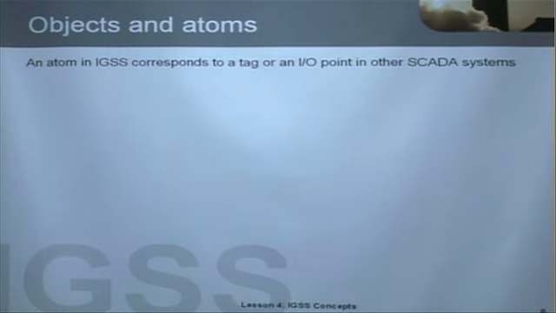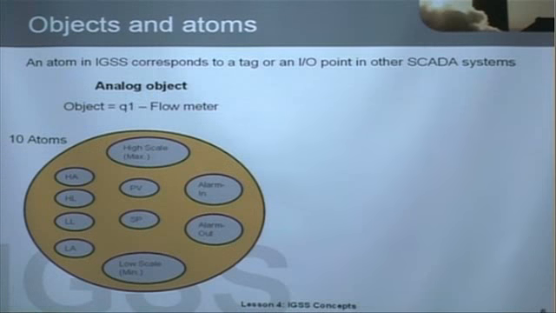Objects and atoms. When you look inside an IGSS object, you'll see a number of atoms. An atom in IGSS corresponds to a tag, an in-out point, a measurement tag in other SCADA systems. If we take a look first at an analog object, then we have here a flow meter called Q1. It can contain up to 10 atoms.